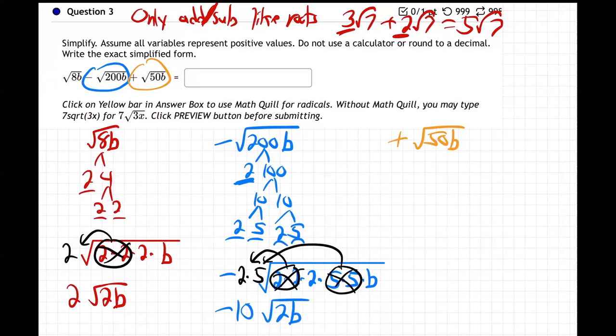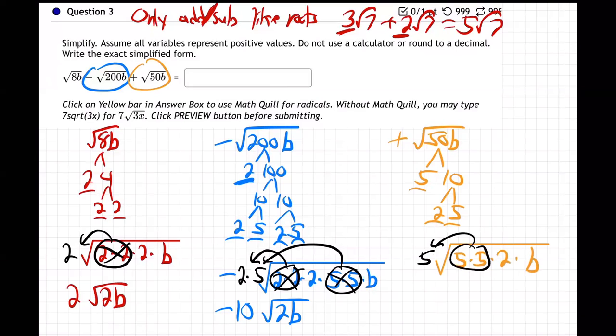And then finally, the last one, 50b. 50 is 5 times 10. This is 2 times 5. Those are all rock bottom. What do we have then? Square root of 5 times 5 times 2 times b. 2 5's, a 2 and a b. And you know the deal. 2 for 1, 2 5's in, 1 5 out. They're gone. So what do we have? 5 square root of 2b.